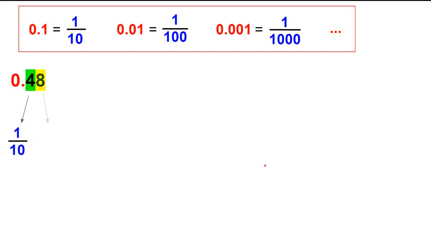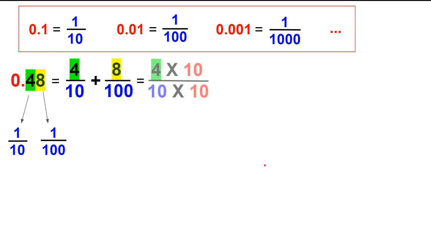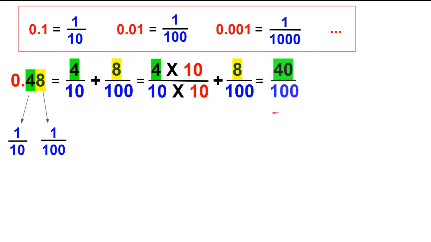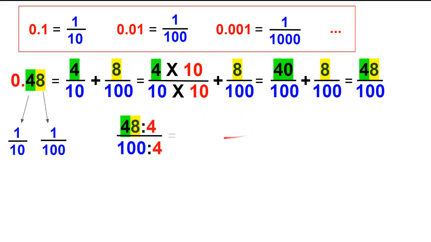0.48. You already know now that it's 4 over 10 plus 8 over 100. Again, we multiply it by 10 and divide it by 10. That's for the first fraction, and the second one stays the same. And we get 40 over 100 plus 8 over 100, which is 48 over 100. Again, we can do it directly. 48 over, just place the 2 digits over 100. However, we can simplify it, so we must simplify it.